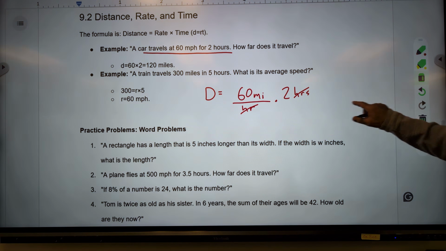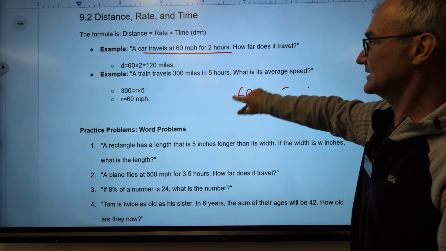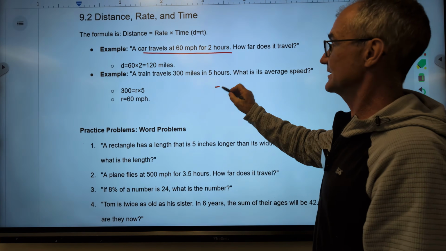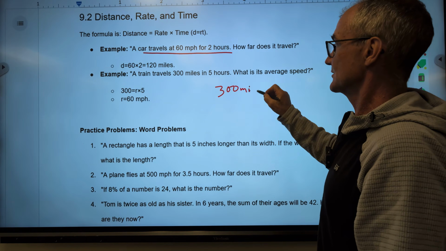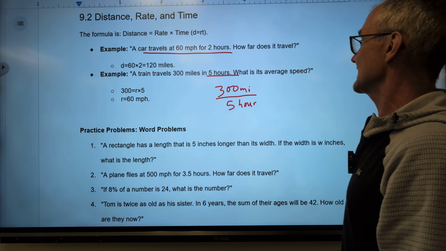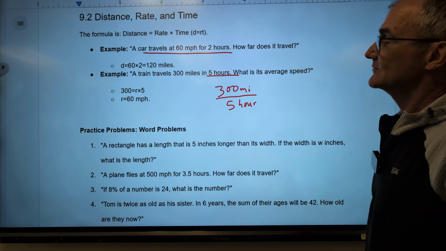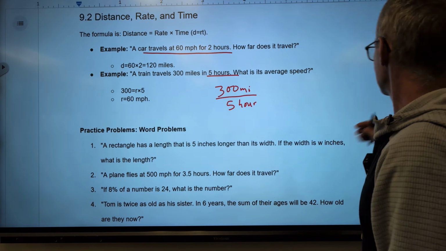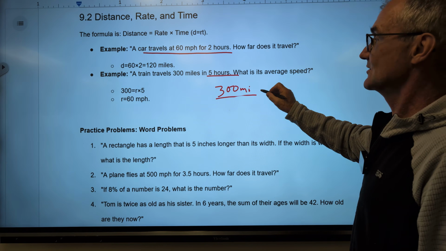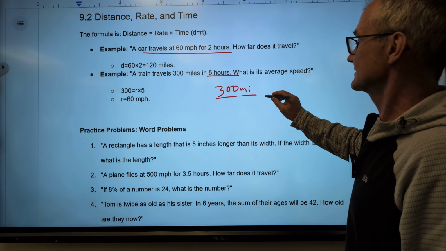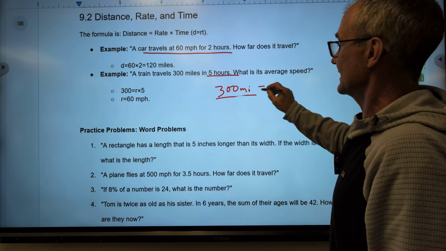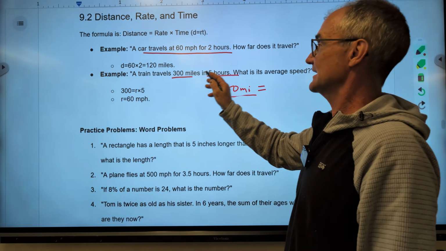Let's take a look at another example here. A train travels 300 miles in 5 hours. What is the average speed? My mistake there. So I have 300 miles, that's the distance. What is the rate? 300 miles is my distance in 5 hours.